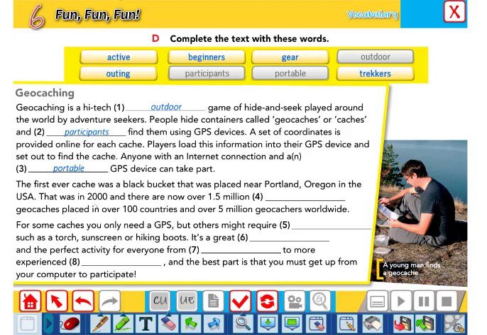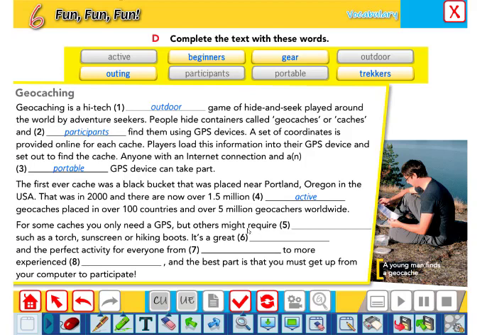So let's say, for example, there is a game. So the people who are playing the game, we'll call them active players. So there are 1.5 million active geocaches placed in over 100 countries and over 5 million geocaches worldwide.